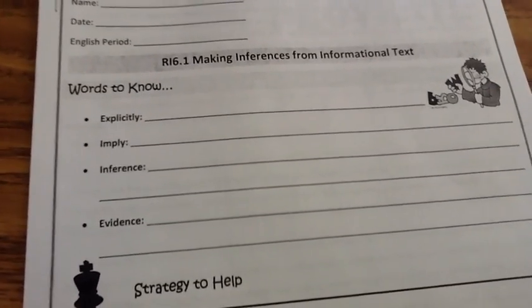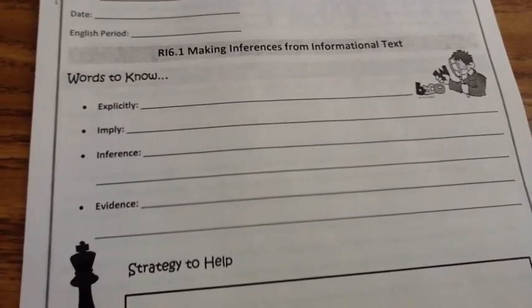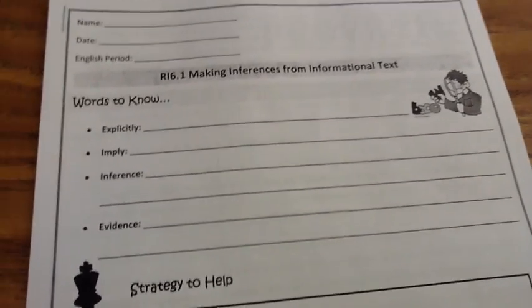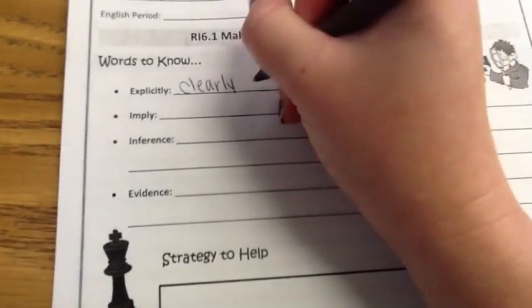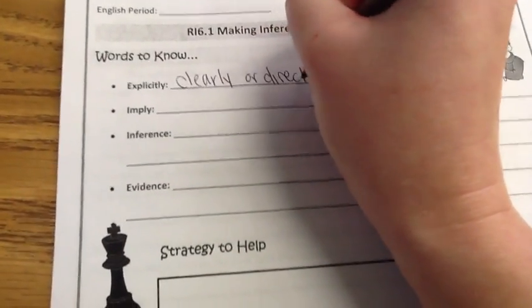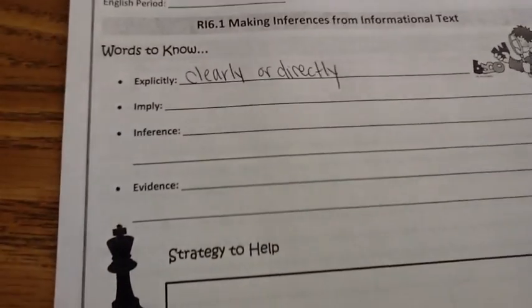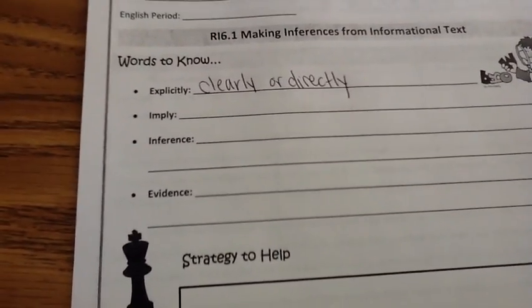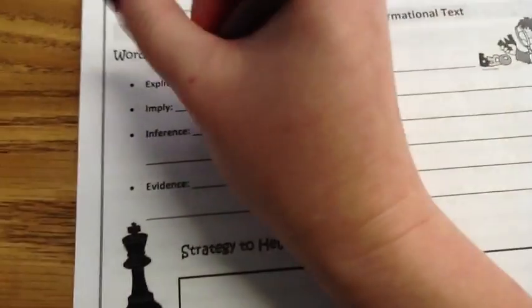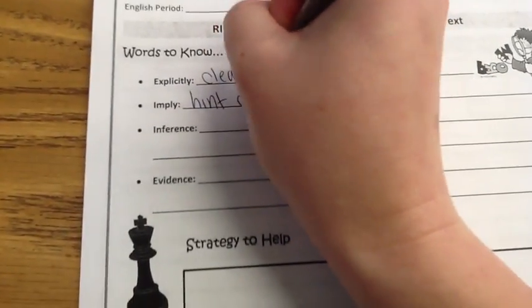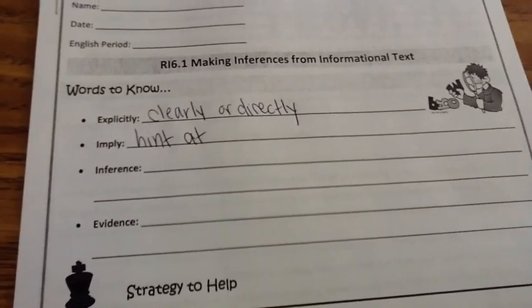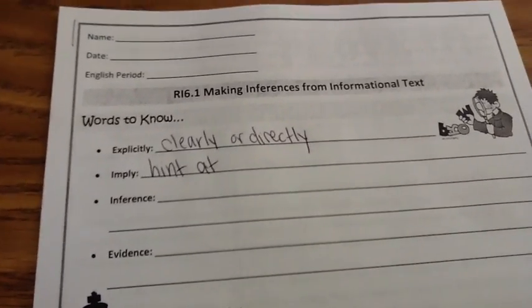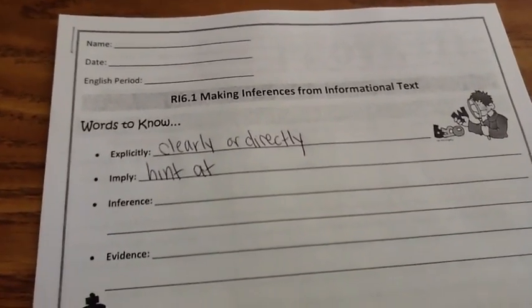Our first two words to review are the words explicit and imply. These are kind of opposite in a way. When something is stated explicitly, it is stated clearly or directly. Whereas if something is implied, or if you imply at something, you are hinting at it. So I can imply that there's going to be a surprise party, but I can say explicitly that we're going to go to the movies tomorrow.